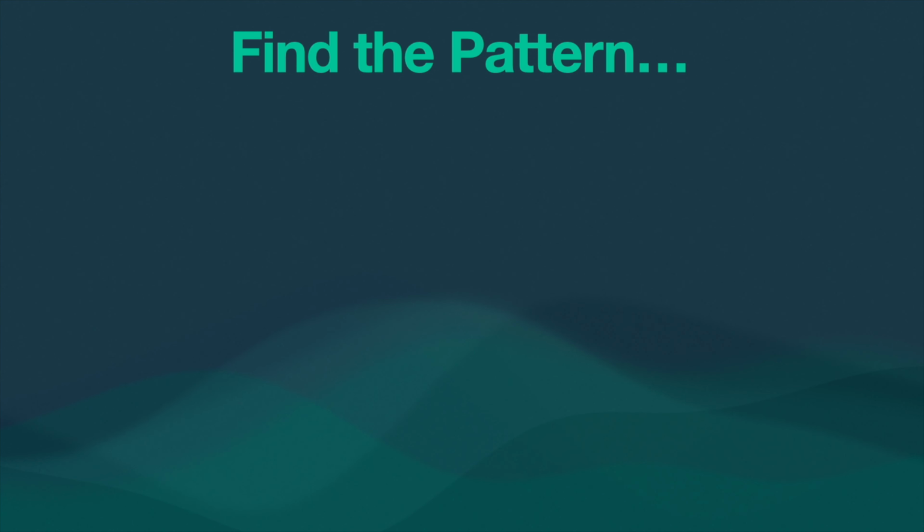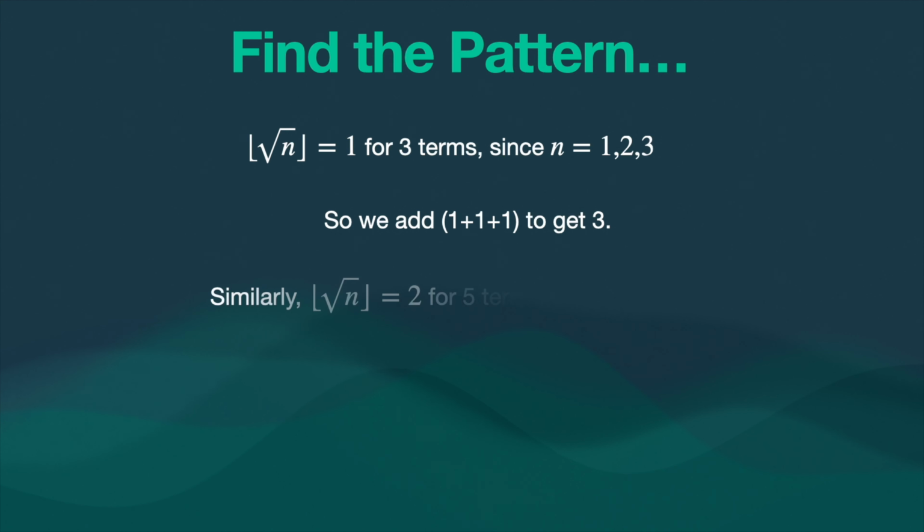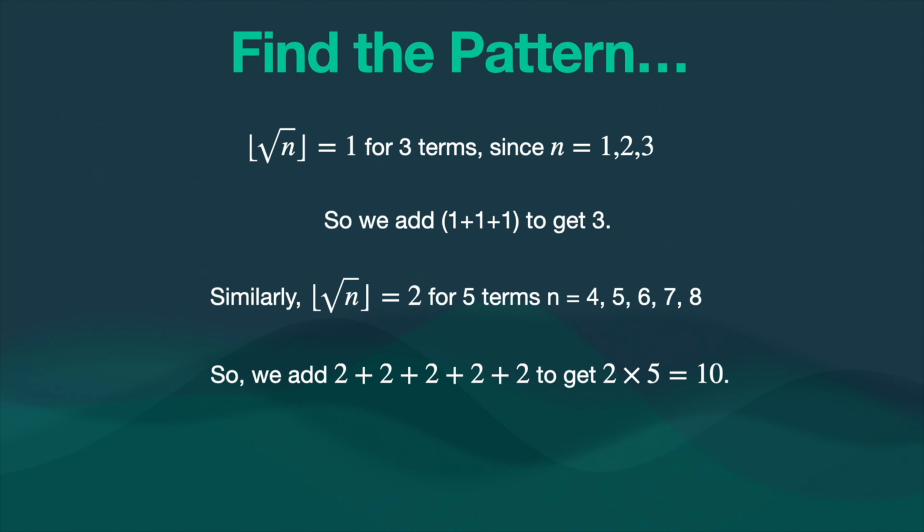Now here is the key. When the floor of root n equals 1, that happens for 3 values of n. So we add 1 plus 1 plus 1, that is just 1 times 3, which is 3. When the floor of root n is equal to 2, that happens for 5 values. So we are adding 2 plus 2 plus 2 plus 2 plus 2, which is 2 times 5, which is 10.